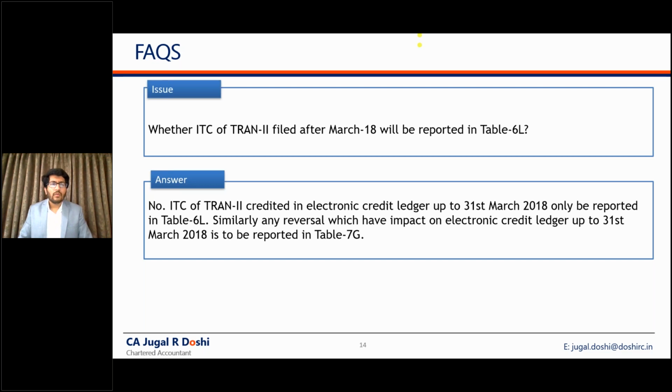Next issue is whether ITC of Tran 2 filed after March 18 will be reported in table 6L. So Tran 2 was for the period of July to December, 6 months. But the last date to file the return was extended to June. If I have filed the return for the month of January, February and March in the month of June, that would be included in GSTR 9 of 18-19, not 17-18.